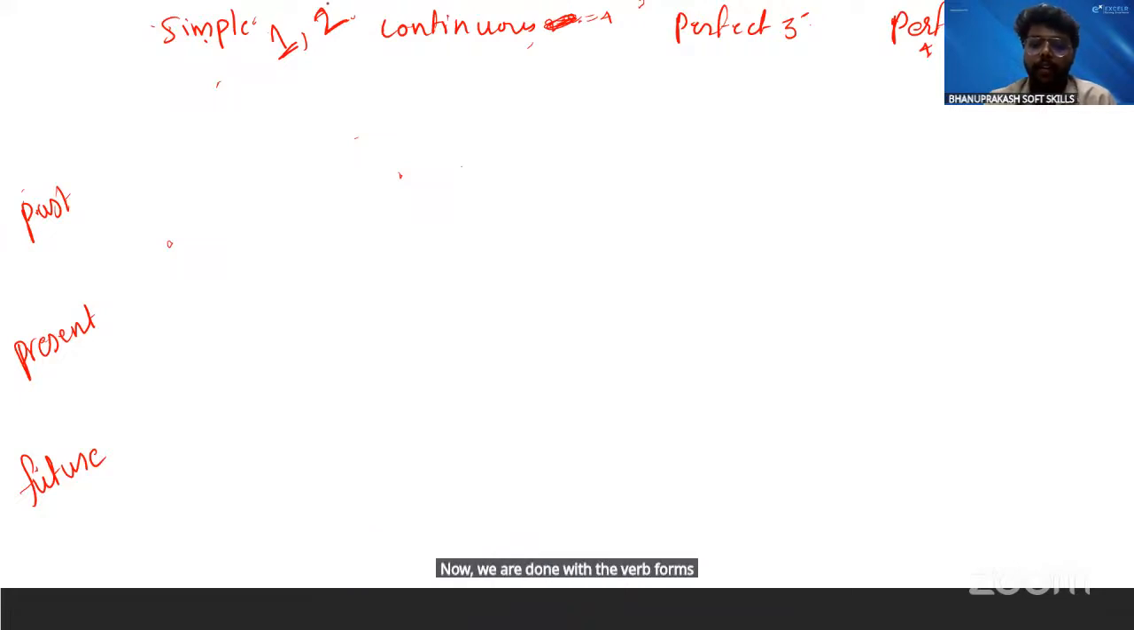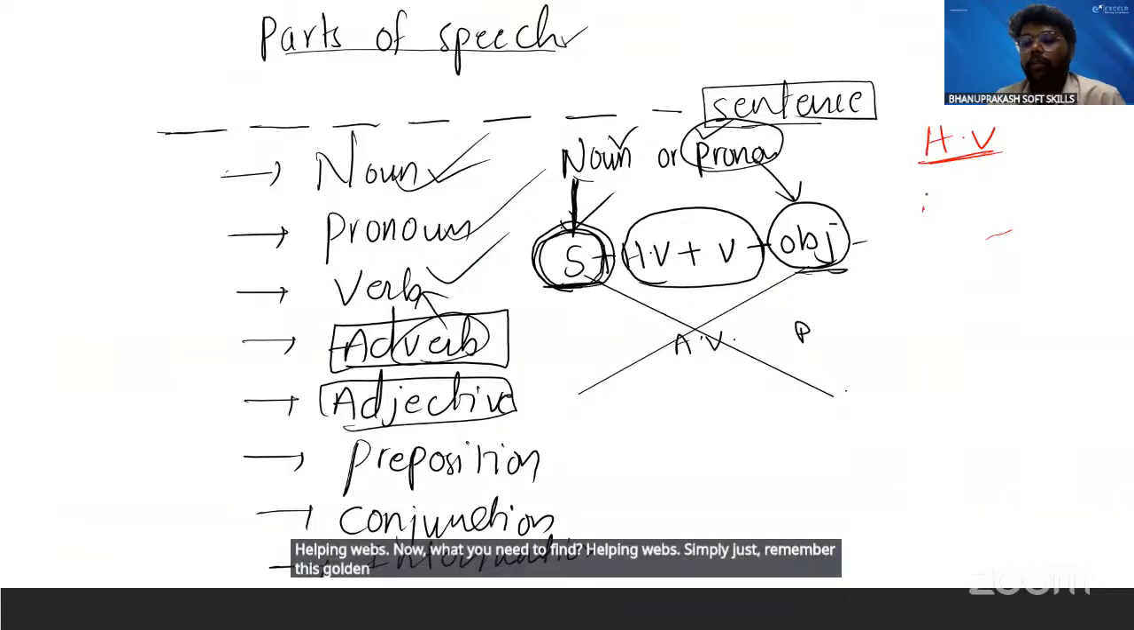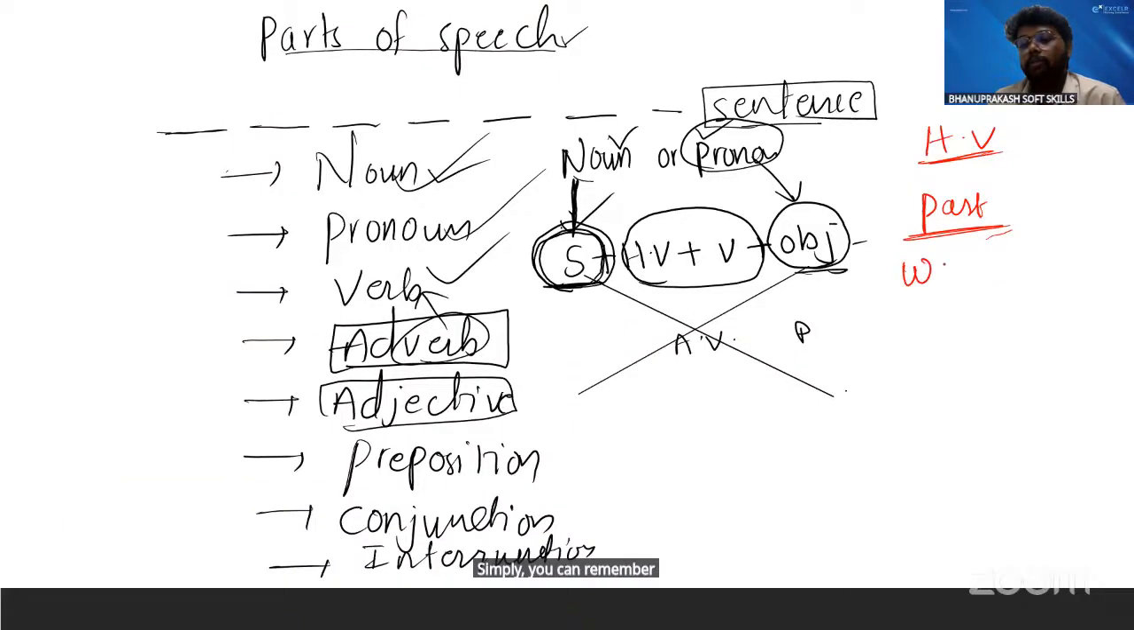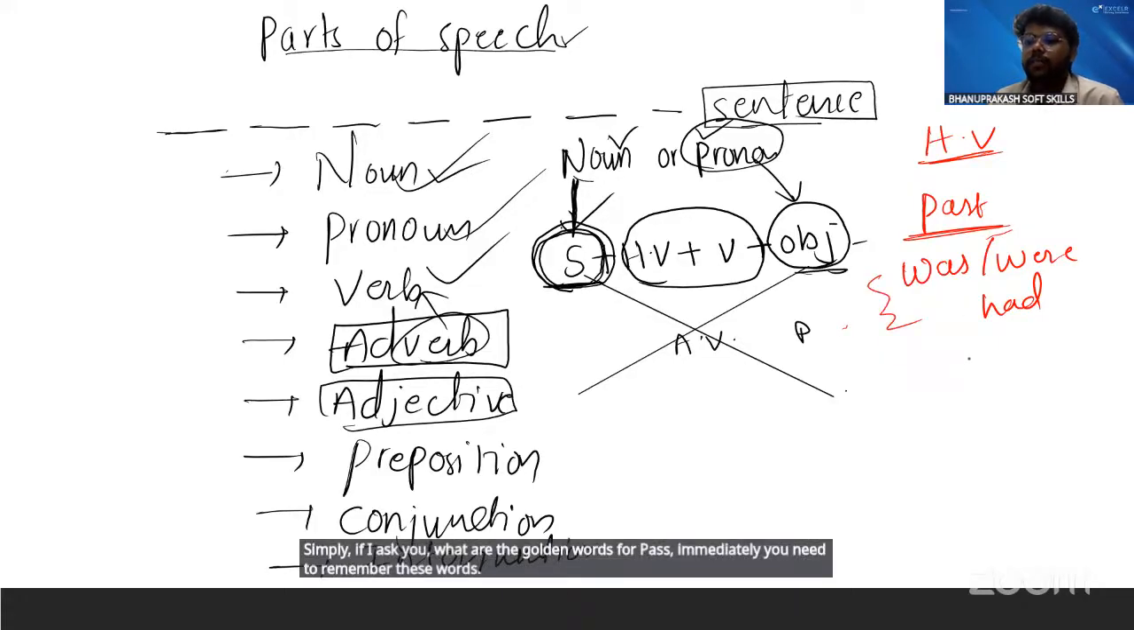Now what you need to find? Helping verbs. Simply remember this golden rule. The golden words for past are was, were, and had. Just remember this. If I ask you what the golden words for past are, immediately you need to remember these words: was, were, and had.